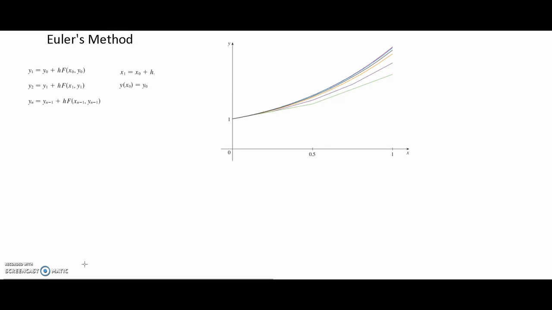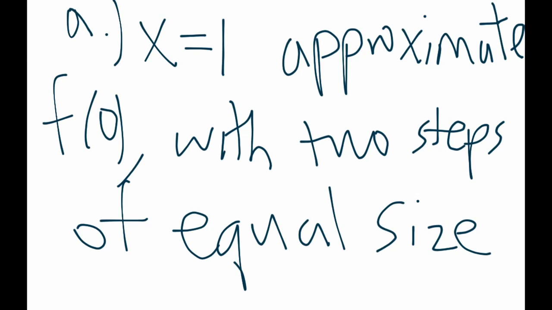Euler's method states that given an initial condition, differential equation, and step size, we can estimate a point x, y using the equation yn equals yn minus 1 plus h times f of xn minus 1, yn minus 1, where x1 equals x0 plus h, where h is the step size, and y0 equals y of x0. Approximate f of 0 with two steps of equal size given that x equals 1.